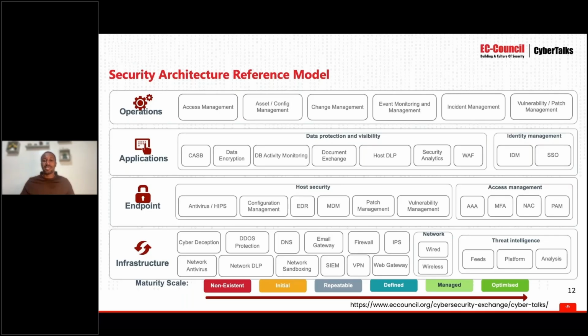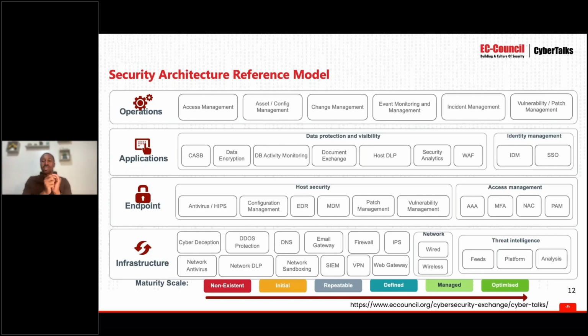Looking at application, do you have a WAF? Do you have SSO? Do you have any identity management solutions? Do you have any database monitoring tool? How is the data encryption done from one system to the other? How is data being exchanged between systems? Endpoints. Do you have EDRs? Do you have a patch management? Do you have a NAC solution? Do you have a multi-factor solution, multi-factor authentication being put in place?